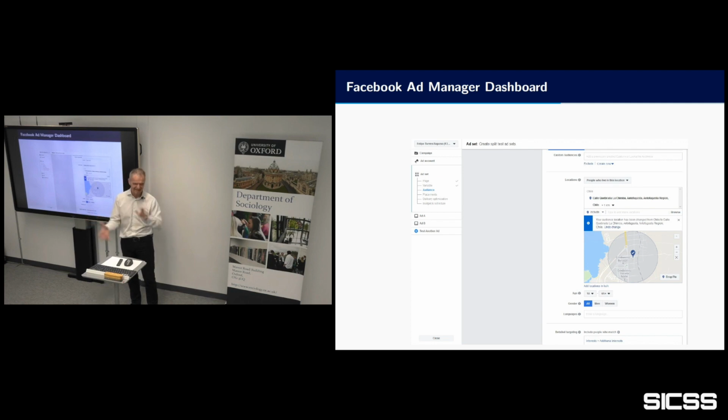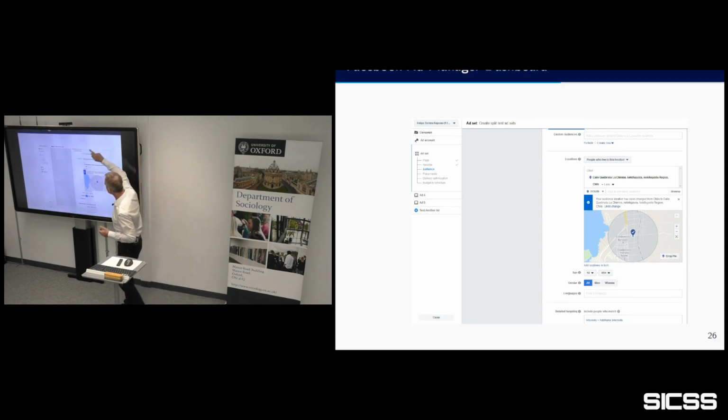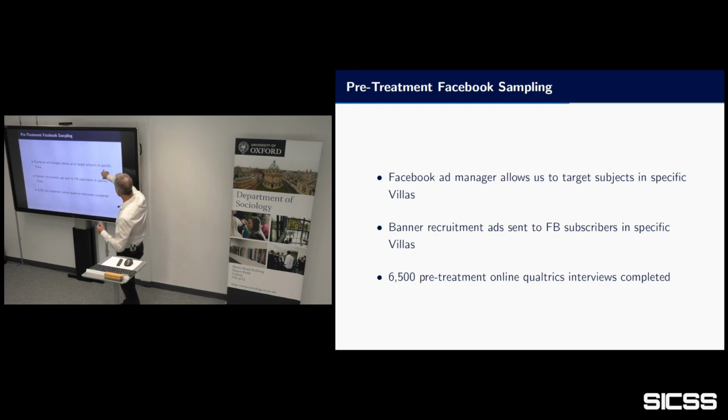It's a bit expensive because you obviously have to pay Facebook, but it's pretty useful, and it allows us to target particular treated and untreated segments of the experiment. So it'll allow us to target subjects in specific counties or zip codes. We will use banner ads to get people to come into the experiment, and ideally we'll do this with 6,500 people.